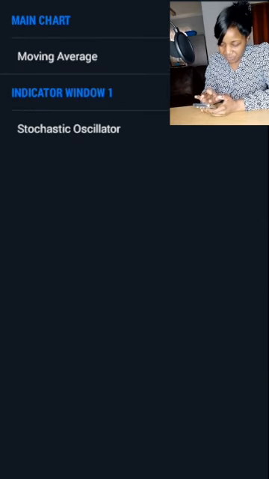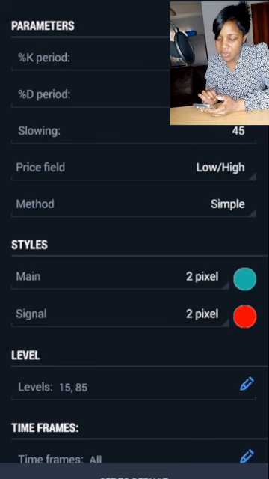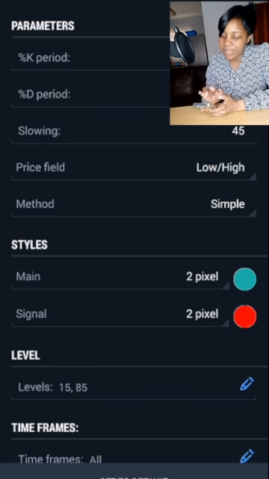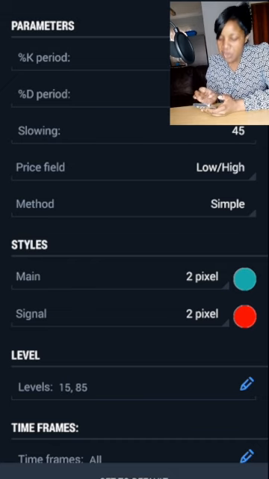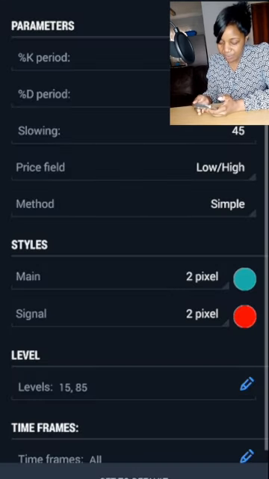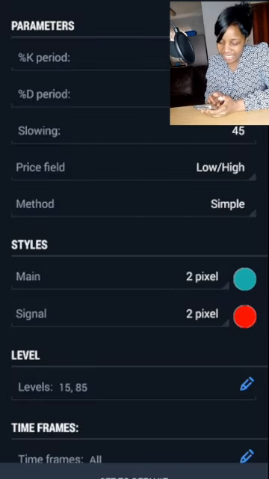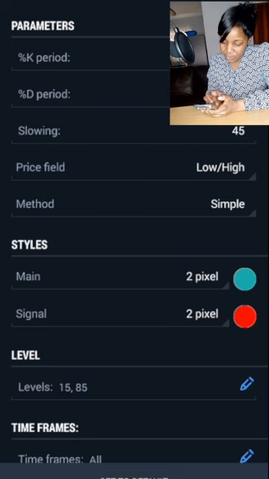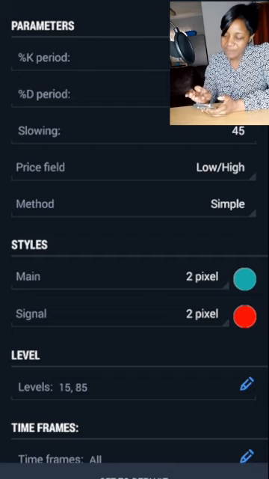Then on our indicators window, we'll be having the stochastic oscillator. The K period must be 75. The D period must be 45. The slowing must be 45. Price field, low or high. Method, simple. Style, we have the main and signal line. Me, I choose red and green line. You can choose any two colors of your choice. Then we need to take note of the levels, because we use these levels for us to know when to buy or when to sell in Boom and Crash 1000. So make sure the levels must be 15 and 85. So these are the parameters for the strategy.